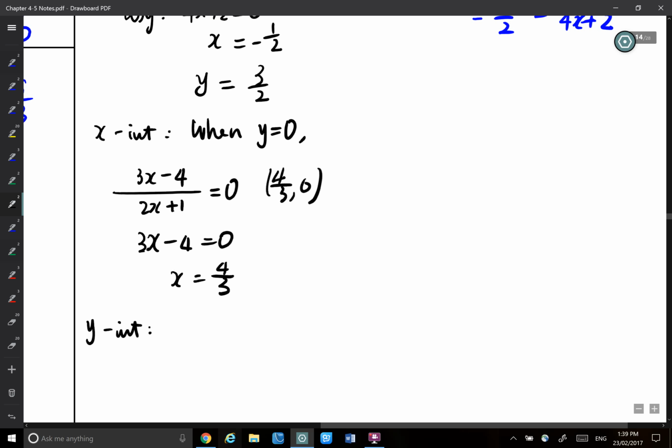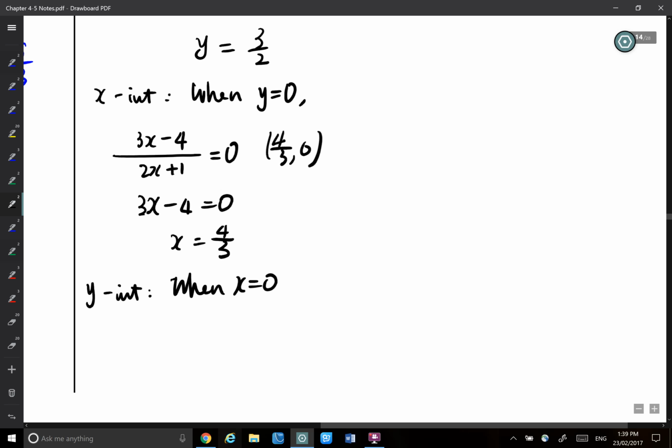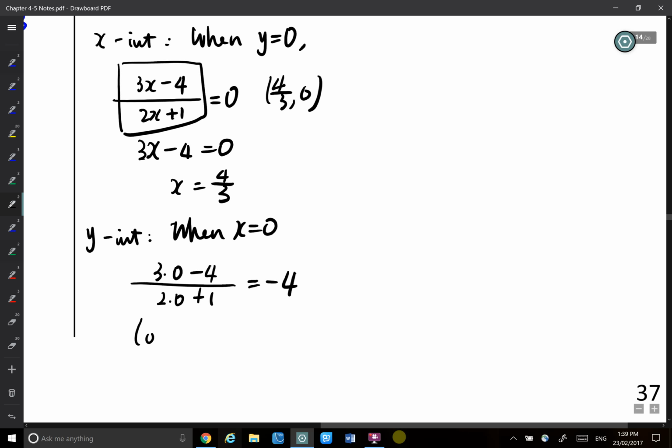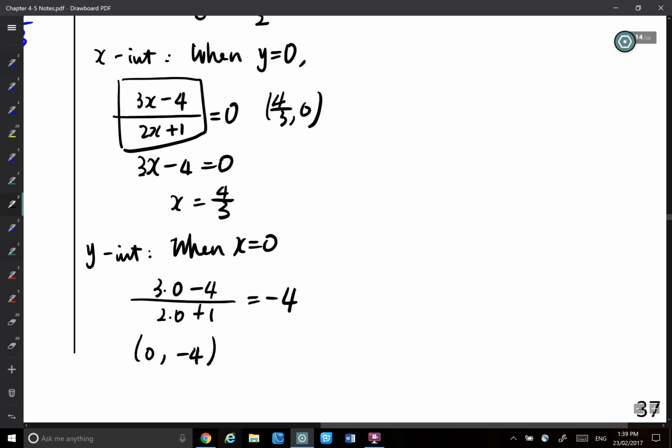To find the y-intercept, it will be when x equals 0. When x equals 0, then it's minus 4 over 1. That will give you minus 4, because if you put 0 back here, it is 3 times 0 minus 4 over 2 times 0 plus 1, and that is minus 4. So y equals minus 4. So it's 0, minus 4.